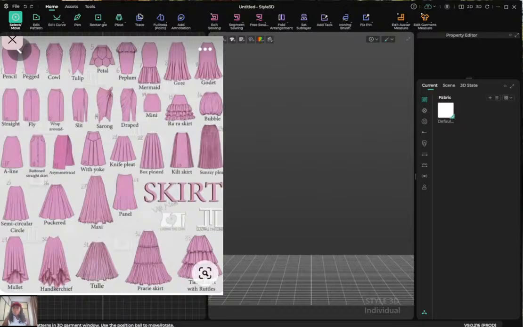Today we are going to be making all types of skirts, all types of silhouettes, in Style 3D. Please remember that you can always make these in real life. This is not about just playing around and leaving it in digital. If you stick around with me, you're going to learn how to do that as well.